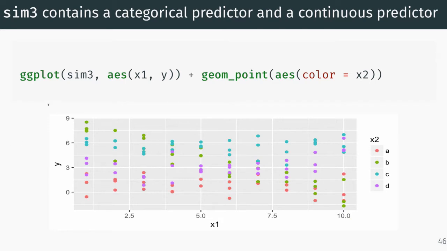Another data set we have is SIM3. SIM3 has a categorical predictor and a continuous predictor. The categorical predictor is x2. It takes on one of 4 values, A, B, C, or D, that we're depicting by color. And then a continuous variable, x1, which we're depicting along the x-axis, and the response variable, y, along the y-axis.